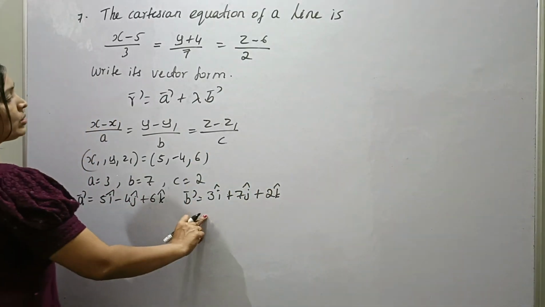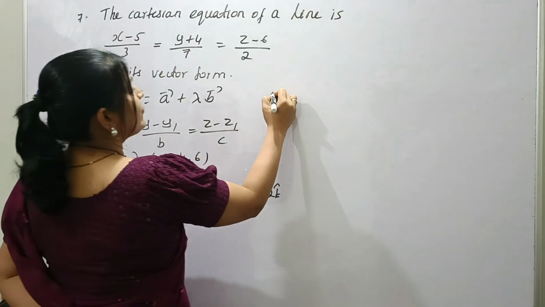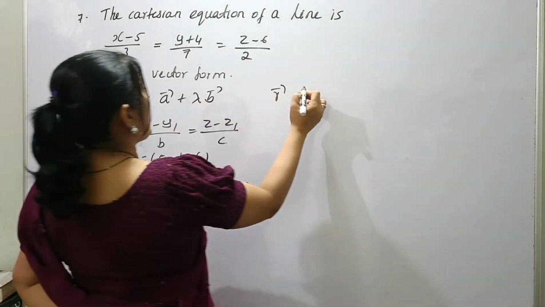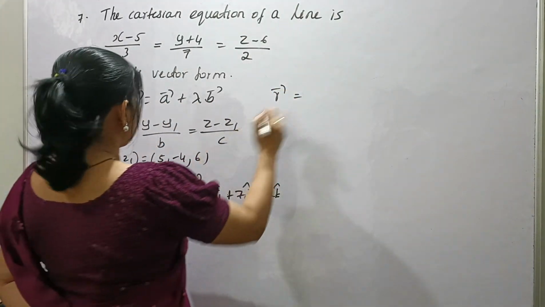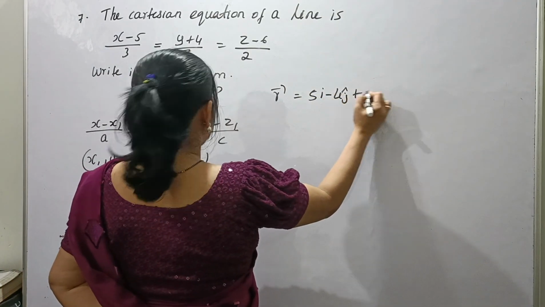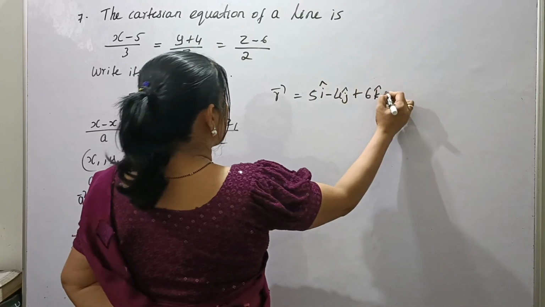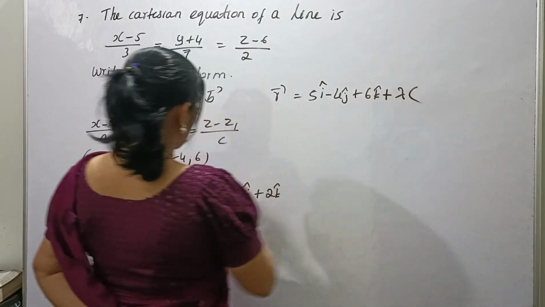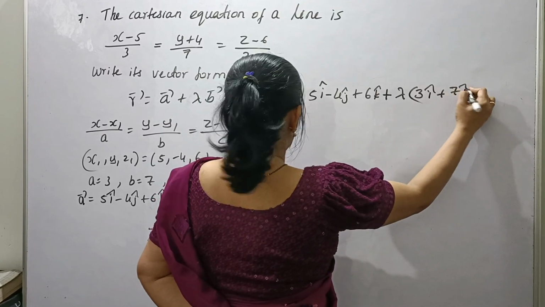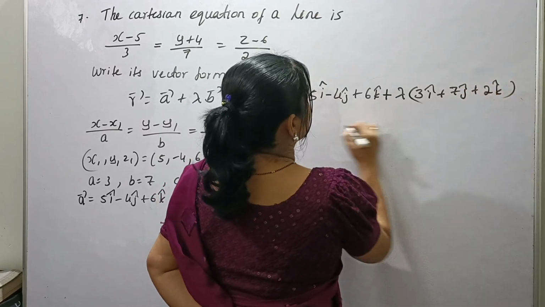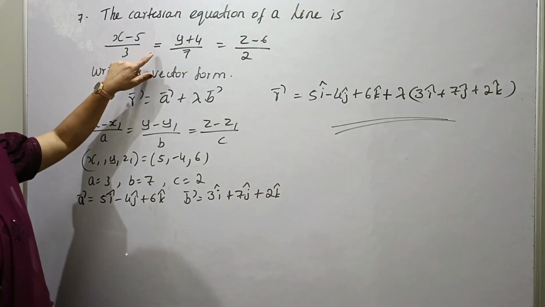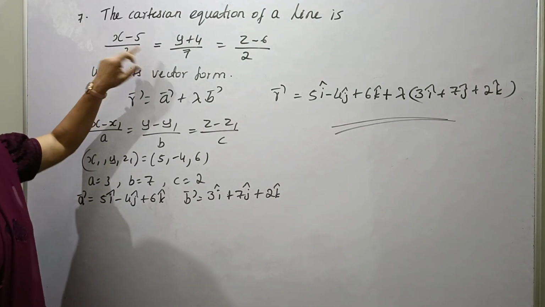Now let's substitute this in the equation. Therefore, the required vector equation of the line is vector r = (5i - 4j + 6k) + lambda (3i + 7j + 2k). It is the vector equation of the line given in Cartesian form.